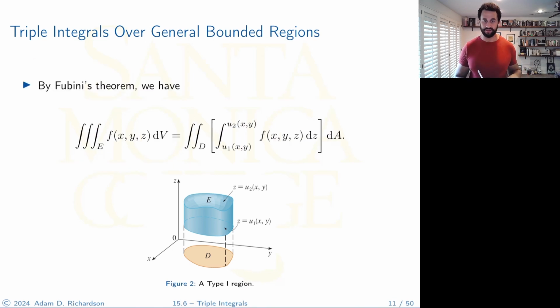Now, by Fubini's theorem, we can iterate this integration process. So we can actually write it as a double integral and a single integral. We're just going to integrate first in between the lower bounding surface and the upper bounding surface. So our scan is going to go this way first. Scan that way. Okay. Then we have to tell the integral how to scan in the other two dimensions.